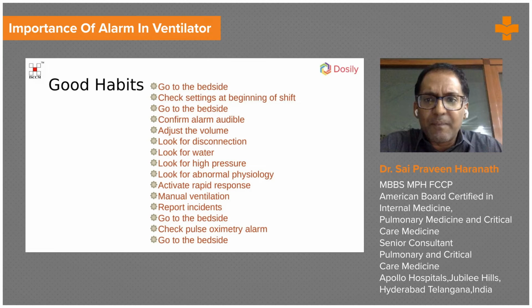So when you look at the good habits, go to the bedside, check the settings at the beginning of your shift. Again, go to the bedside, confirm your alarm is audible and you can hear it, adjust the volume. Look for disconnections, look for water in the tubes, look for high pressure, any reason is there. Look for abnormal physiology, meaning one lung collapsed, one lung working. Is the respiratory chest movement not normal? Look for cyanosis. Look and see if the patient has clubbing and this is a chronic patient with, say, bronchiectasis or tuberculosis. Activate your rapid response.